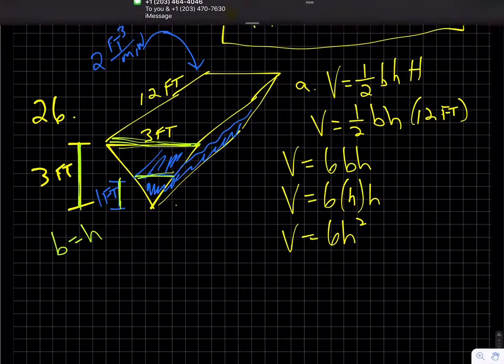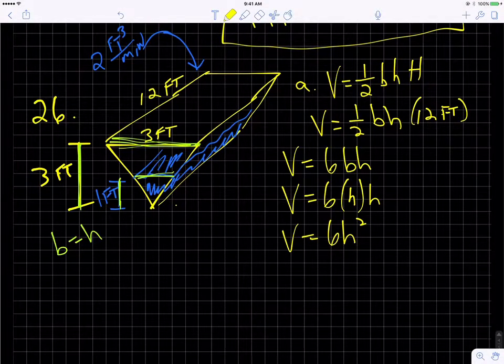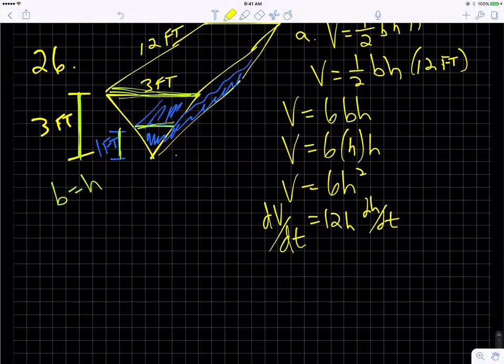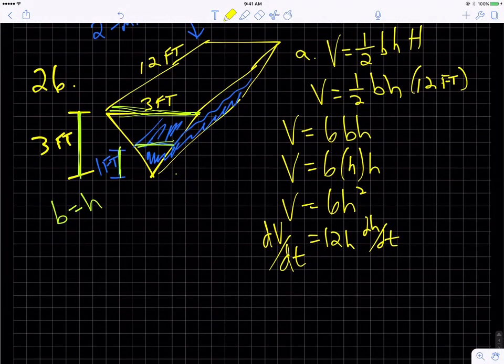Okay? So then I will take the derivative with respect to time. The rate of change of volume we know is 2 cubic feet. And that's cubic feet per minute. I won't put the per minute because it'll still stay there. We're still doing rates. When the height of the water is 1 foot deep. Okay, so that's a foot.